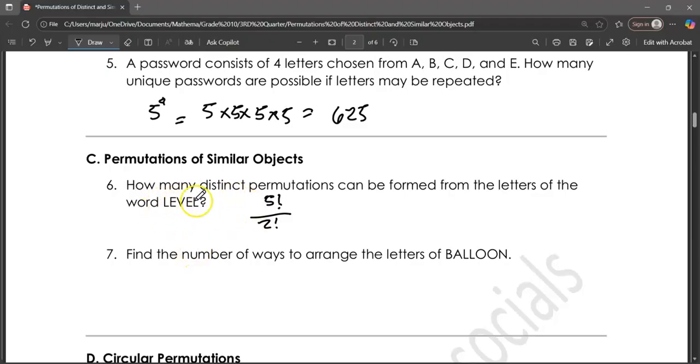Letter L as well. So we have 2 factorial, another for L. So this will give you 5 factorial, we know it's 120, right? And then 2 factorial is just 2 times 1, and this is also 2 times 1. So you are just dividing it by 2 times 2, or this is 120 divided by 4. This gives us 30. All right.